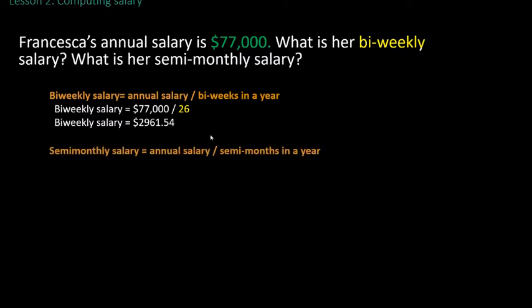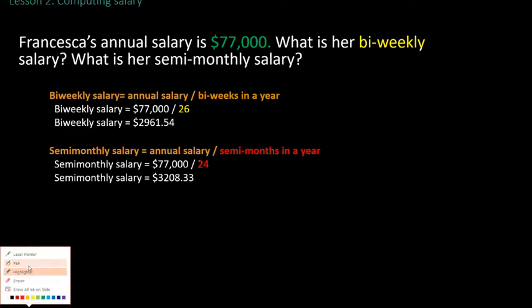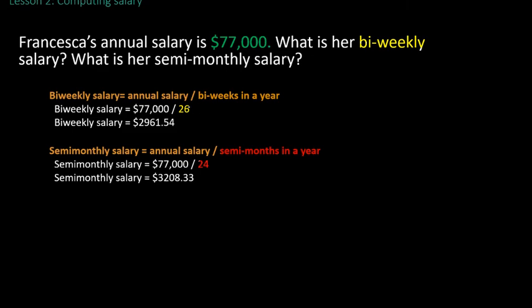Now let's compare that to semi-months. So her semi-monthly salary, when she gets paid twice a month, we will divide by 24. So again, using that same annual salary, but this time computing for semi-monthly salary, we'll divide by 24. She gets $3,208.33. So again, the grand total for both of these is going to be $77,000. It's just a matter of whether we are splitting it into 26 paychecks or 24.